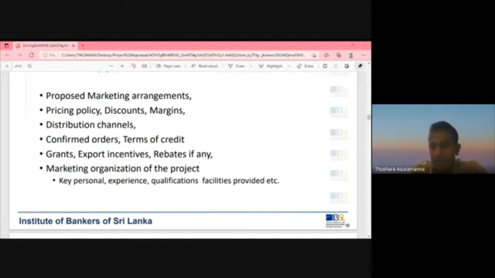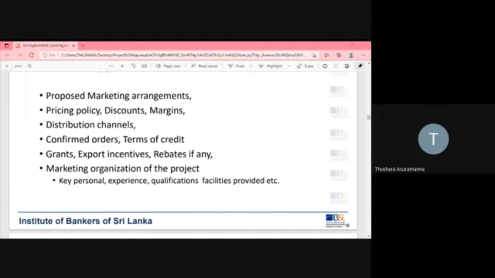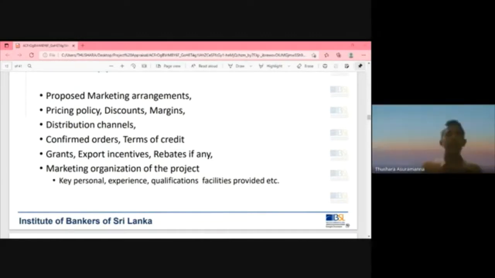Then distribution channels. What are the distribution channels? Right? So as I was telling, among the marketing arrangement also, how we are going to distribute, whether you have your own distribution or you use outsourced distribution, important for us. Own distribution, then we need to know how he is going to do the distribution. Own distribution, then we need to know whether the client has the capacity to do the own distribution.